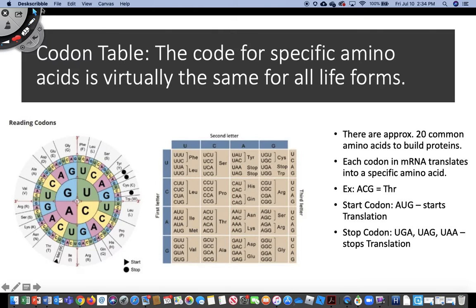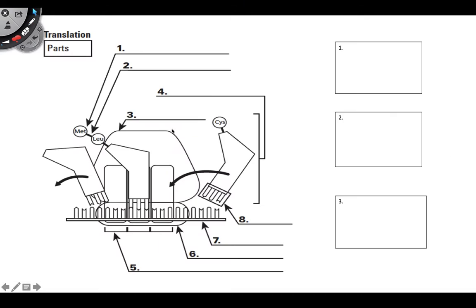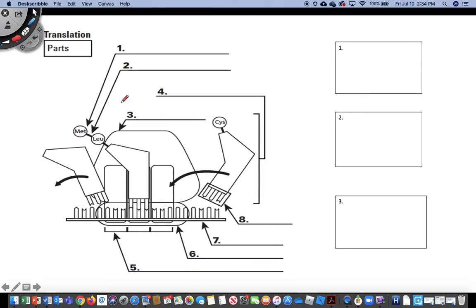All right. The next slide just has you looking at the different parts of translation. And I want you to take some notes regarding the process. So label the parts and summarize the process. So let's start by labeling the parts here.